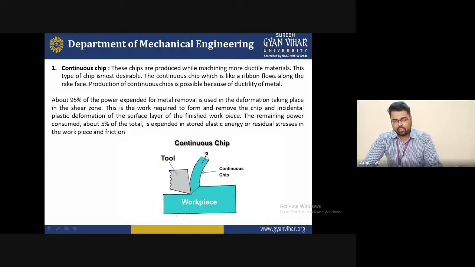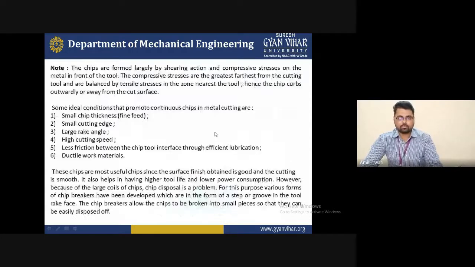That's why we require good machinability, and ductile material is required for generation of the continuous chip. These are some examples I am showing you for a better understanding of the phenomena of chip generation. There's a special note we need to keep in mind during continuous chip formation. The chips are formed largely by shearing action and compressive stresses on the metal in front of the tool.